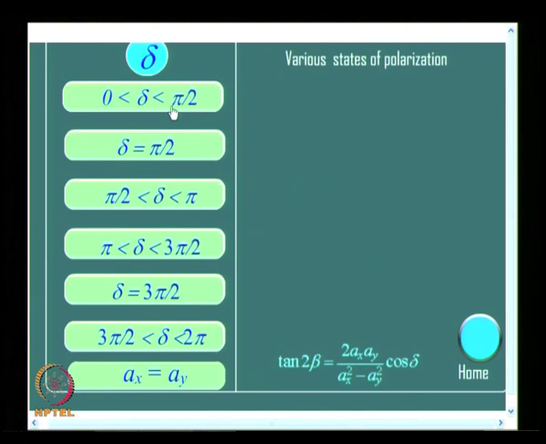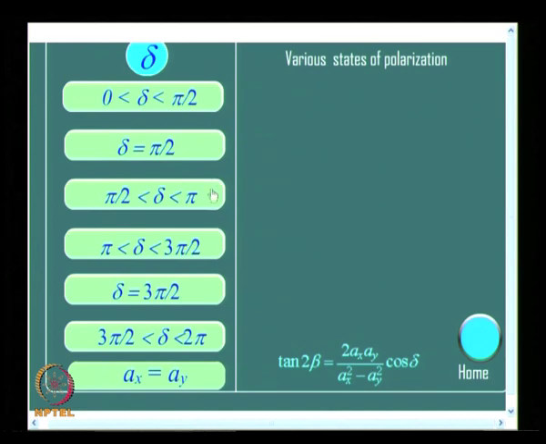Does the handedness change when the relative retardation is modified? Now, let us go back and see this slide. You have this expression: tan 2 beta equals 2 Ax Ay divided by Ax squared minus Ay squared, into cos delta. So, when delta changes, you can easily see that beta also changes.